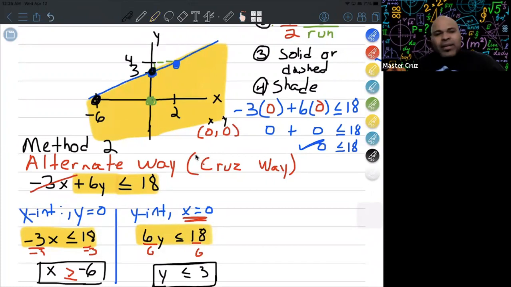We found that. There's the point. And then I'll connect these 2 points. You still get the same line. The cool thing is that you could do this from here, right? You don't have to write this if you don't want to.